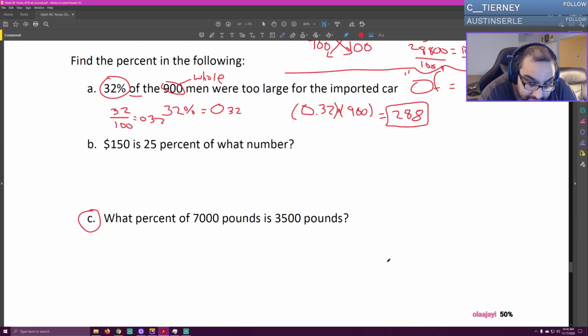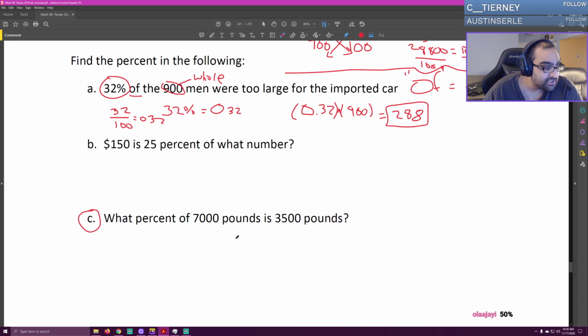50%. I'm going to agree with you, Ola. It is definitely 50%. That part is true. Now, let me show you how you could do that here. There are several ways you can approach this problem and get 50%, but I'll show you with the proportion.